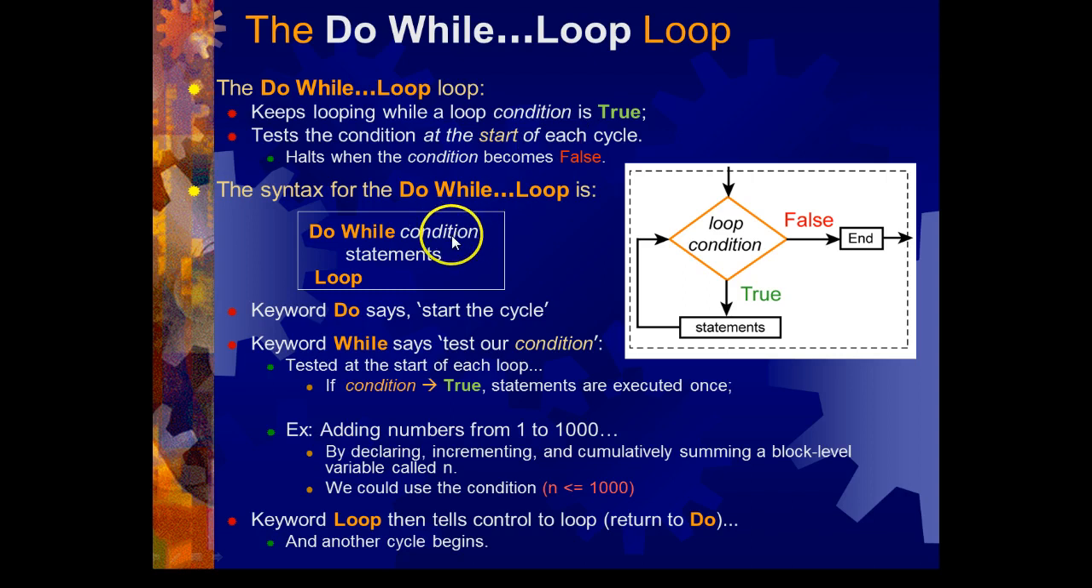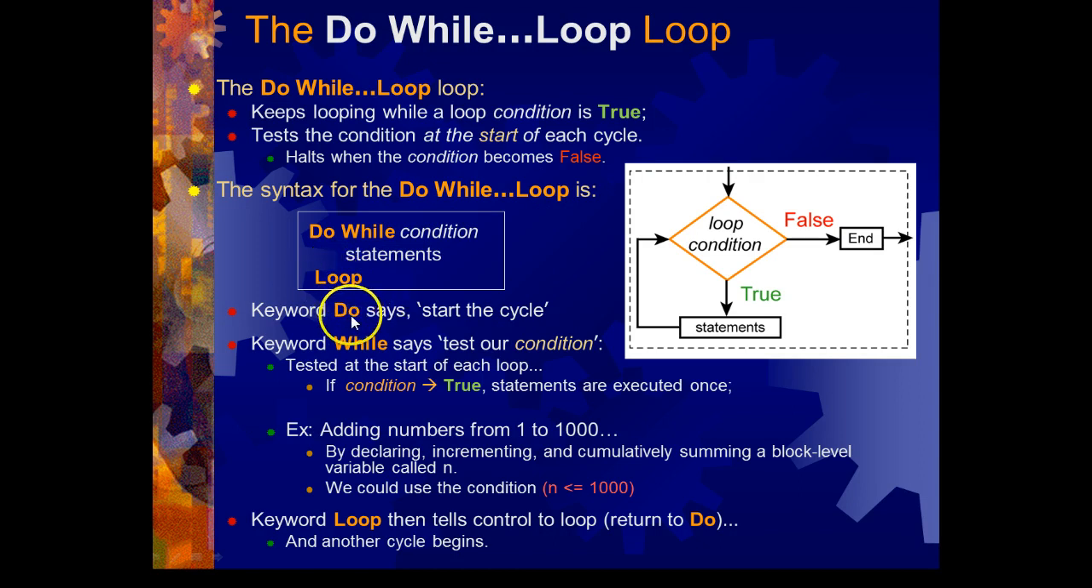So what was the loop condition in the last example? I think it was I is less than or equal to 10, or an n, whatever it was. And it tests the condition at the start of each cycle, and it halts when the condition becomes false. It jumps out of the loop when the condition becomes false. The syntax for the do-while loop is this: do, while condition, statements, loop.